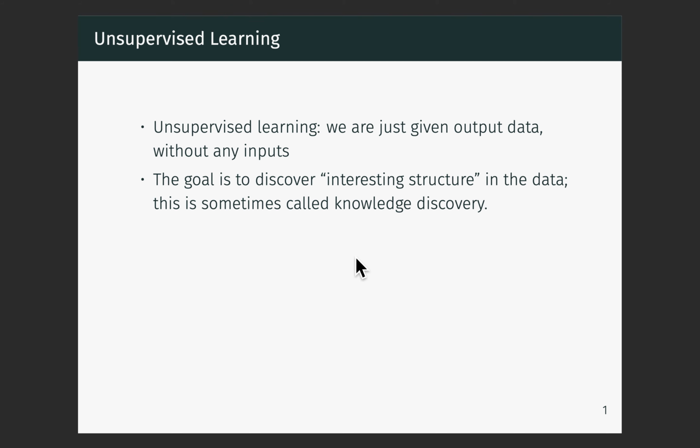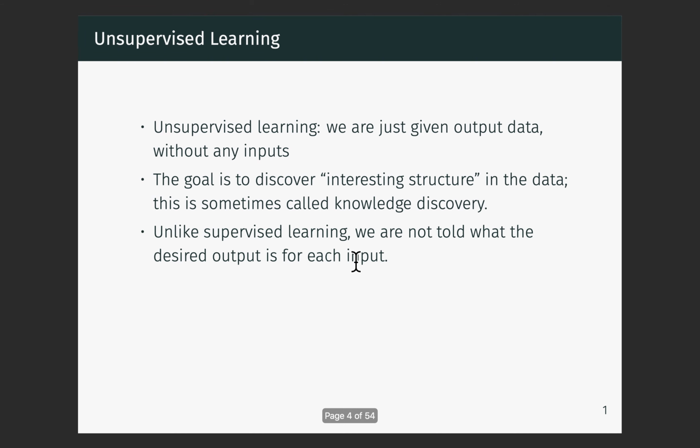And unsupervised learning is inherently important because it is really difficult to get a lot of labeled data. Labeling is expensive, it sometimes requires human annotators, it sometimes requires very expensive sensing, etc. So, unsupervised learning on its own is a really important problem to solve. And as we've discussed, we're not really told what the desired output is for each input.